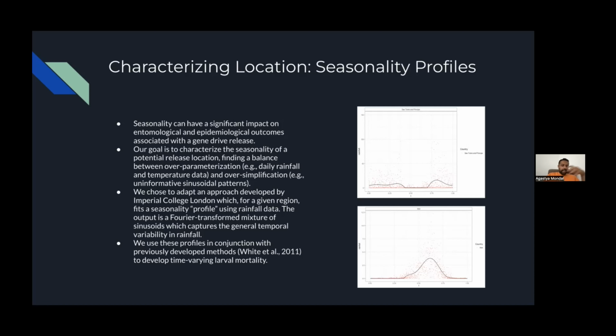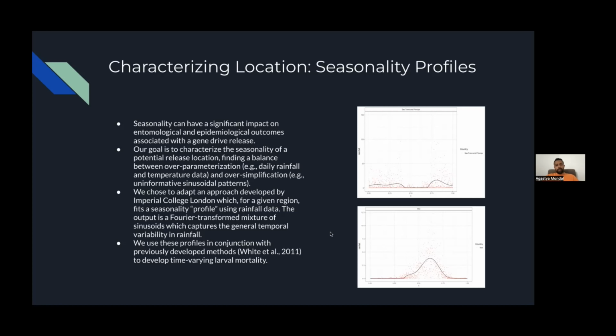So we are adapting an approach that was developed by Imperial College that takes shape files for a given region, and I believe it can go as granular as you want as long as you have the geospatial data to support it. It pulls the daily rainfall data from that geospatial region and fits a mixture of sinusoids using Fourier transform that can capture the general variability in seasonality. On the right here, I've pulled two examples, one from Sao Tome and Principe, where we're developing simulations, and Mali as well.